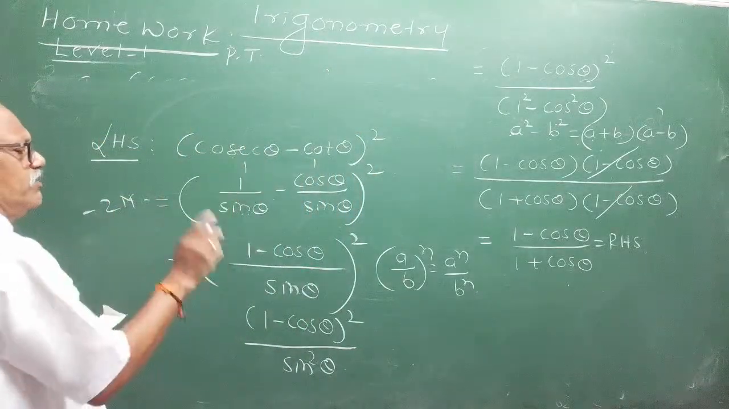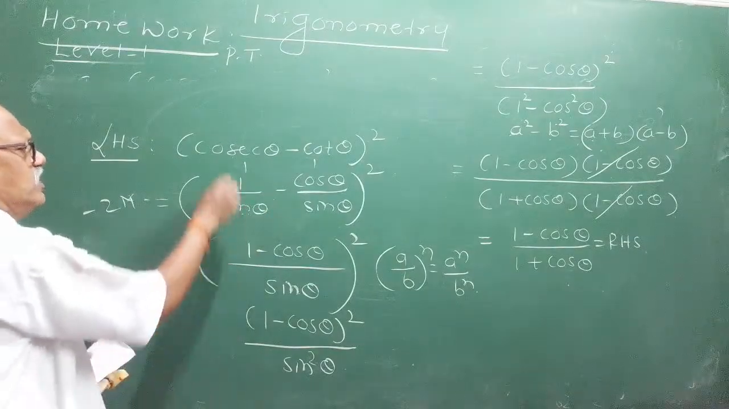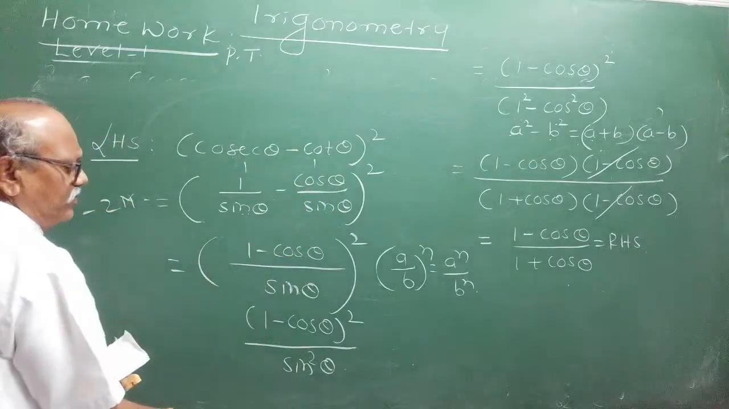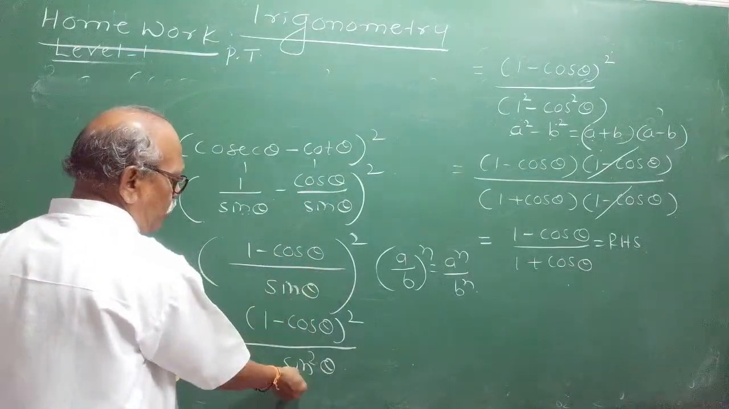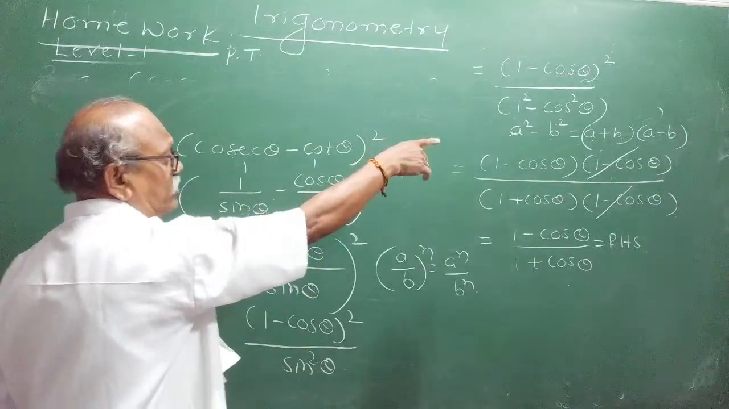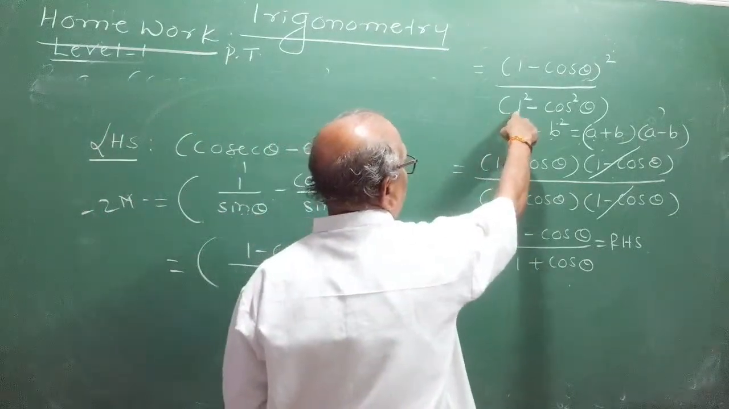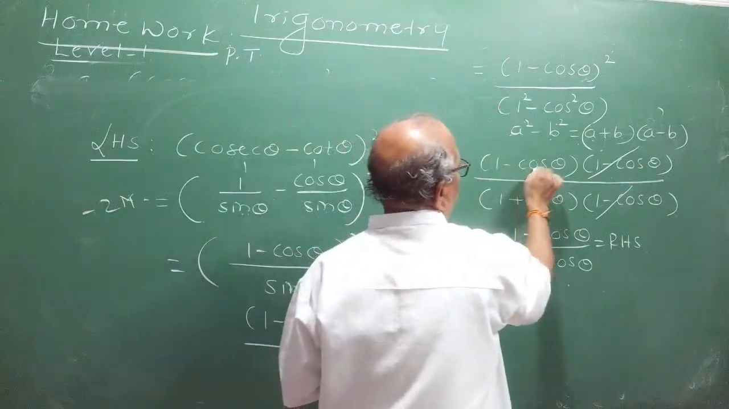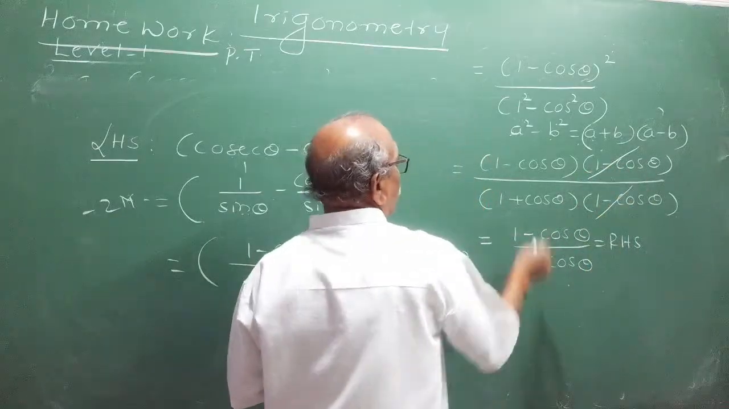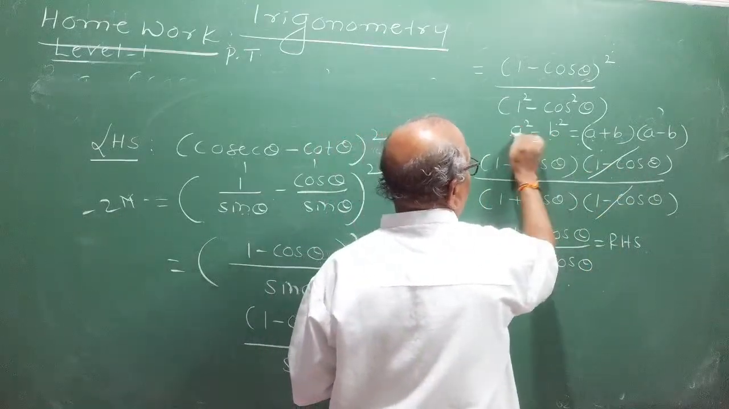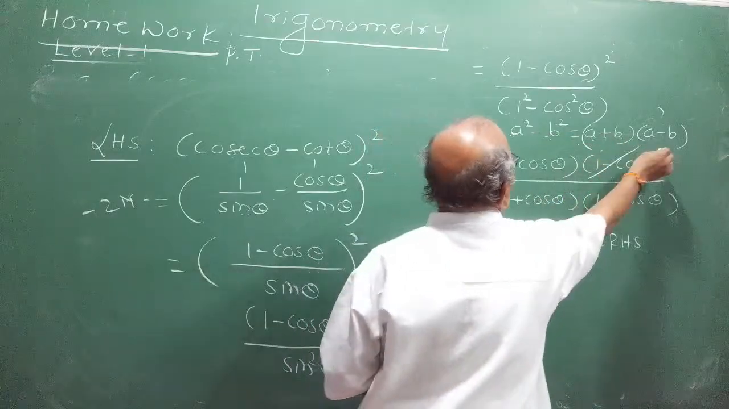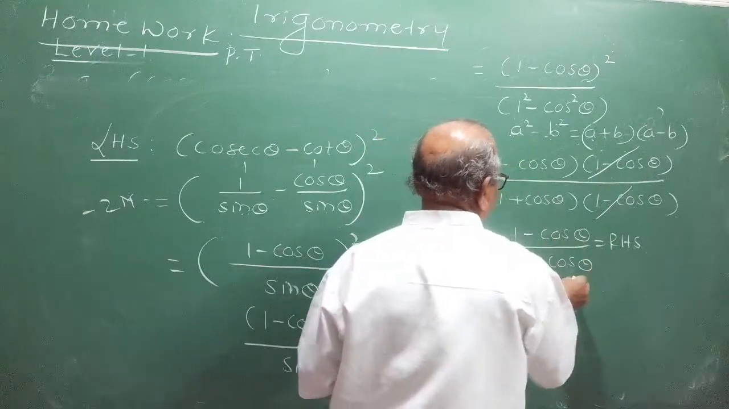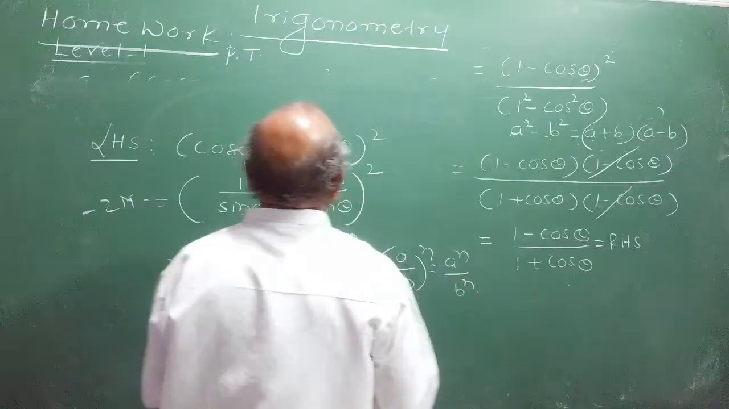Whenever cosec and cot are given, the best trick is to express them in sin and cos. Cosec can be written as 1 by sin theta, cot can be written as cos theta upon sin theta. Take the LCM. Then square numerator and denominator. Sin square theta can be written as 1 minus cos square theta, which is 1 square minus cos square theta, and the numerator square is there. I will write it as (1 minus cos theta) into (1 minus cos theta). The denominator is in the form of a square minus b square. A plus b means 1 plus cos theta, a minus b means 1 minus cos theta, which cancels. In the numerator you are left with 1 minus cos theta, denominator 1 plus cos theta. That is the RHS of it.